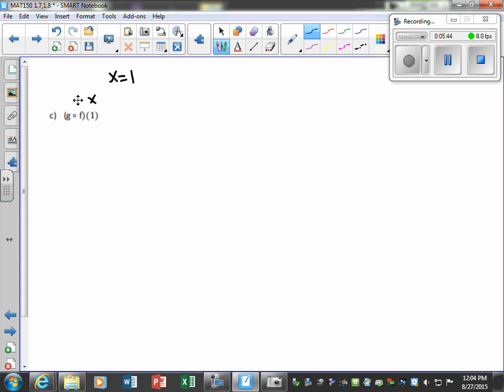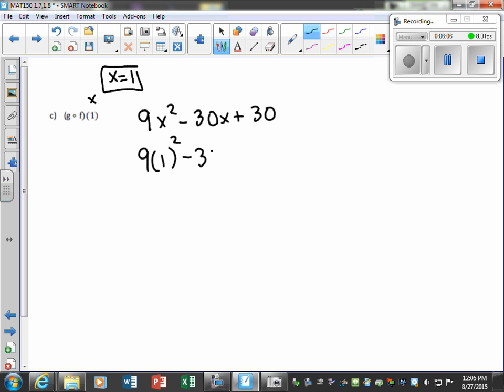So we actually went through the heartache of evaluating the g of f of x in the previous problem. So we have two ways we can work that. We can take our solution from the previous problem, which was 9x squared minus 30x plus 30, and evaluate that at x equals 1. So everywhere there's an x, we're going to put a 1. And that would give us 1 squared is 1 times 9 minus 30 plus 30. And we would get the solution of 9.